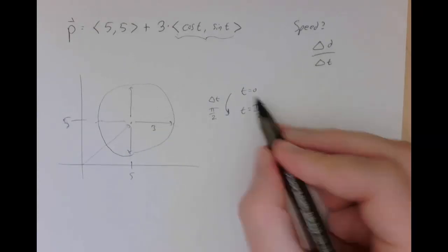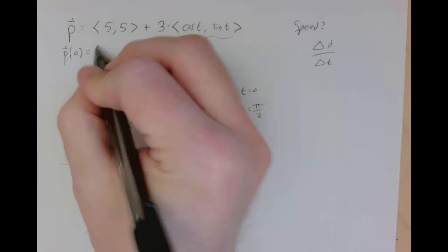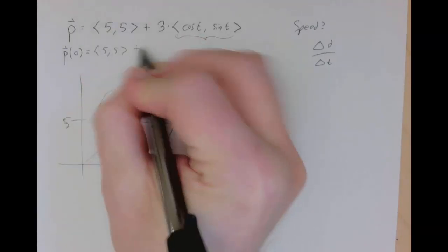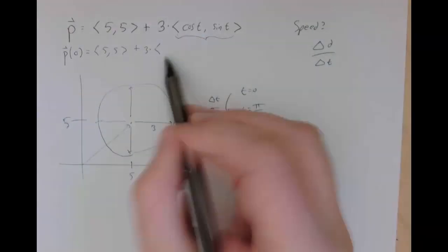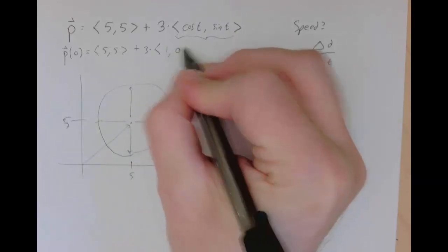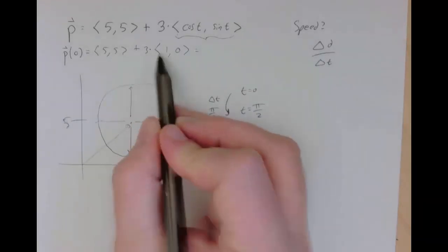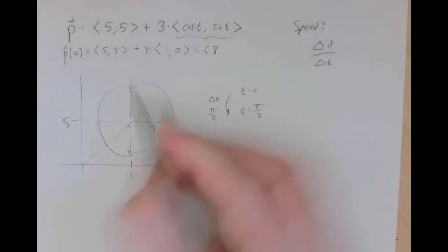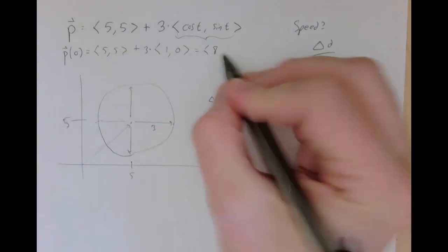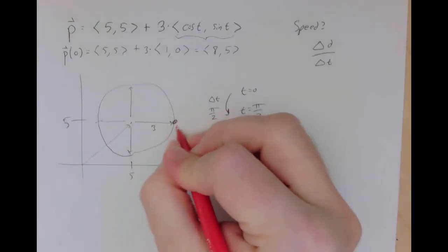What about positions? Where are we at time 0 here? At time 0, we start off at (5, 5) plus 3 times the vector. Cosine of 0 is 1. Sine of 0 is 0. So if I add these two vectors together, I've got 5 plus 3 is 8, and I've got 5 plus 0 is 5. So (8, 5), which is this point right here. So you can mark this as time 0.